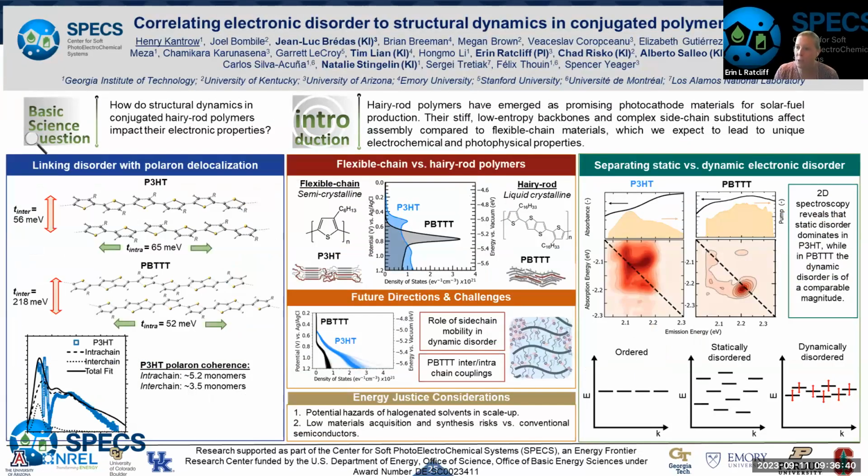We have Henry's poster that is looking at the comparison between P3HT and PB-triple-T, which has some theory contributions from Jean-Luc's group, I believe, some density of states estimations, and then some 2D spectroscopy thinking about static versus dynamic disorder, and discussions about how these change as a function of the heterogeneity that we see in P3HT versus a very, very tight distribution in PB-triple-T.